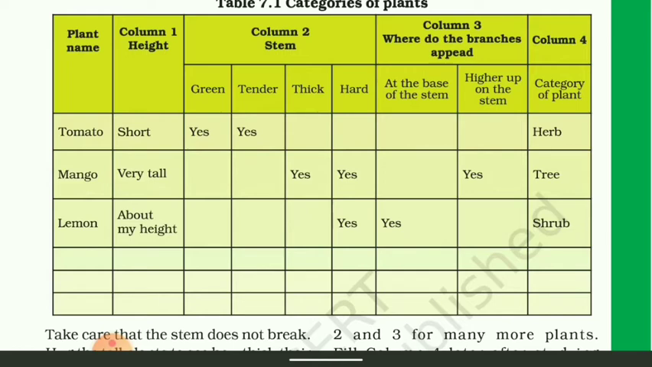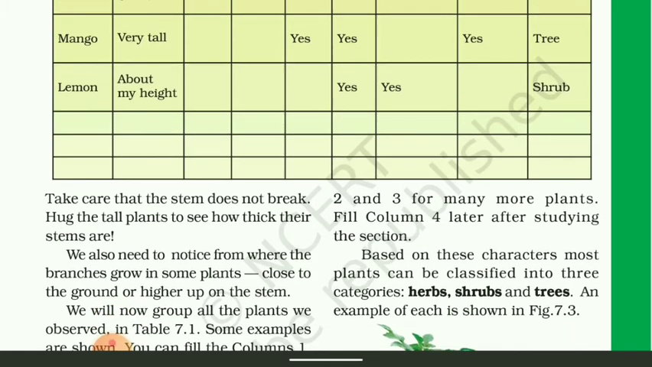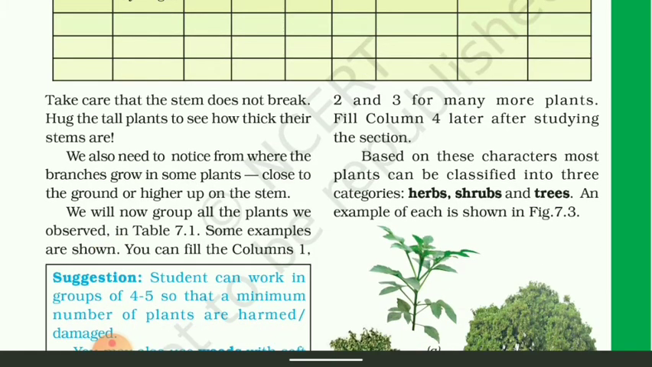Okay, so see, tomato short, green, yes; tender, yes; and category of plant, herb. Mango very tall, thick, yes; hard, yes; and higher up on the stem, yes; category of plant, tree. So next is lemon, about my height, yes, yes, and sharp. Okay, take care that the stem does not break.